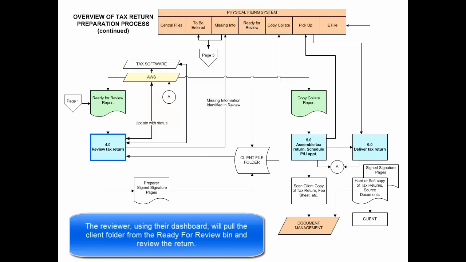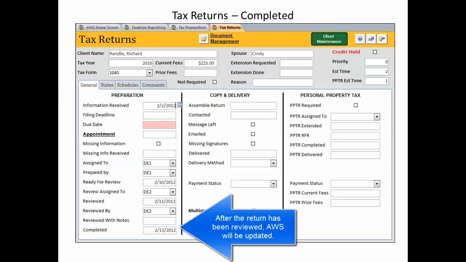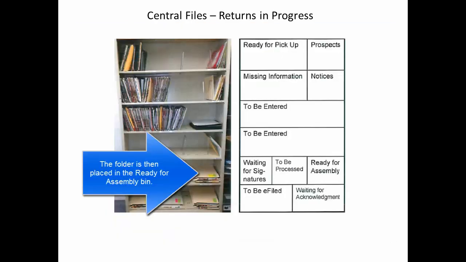Using their dashboard, the reviewer can pull the client folder from the Ready for Review bin and begin to review the return. This is an example of a return that is ready for review on this employee's dashboard. After the return has been reviewed, AWS will be updated with the corresponding date to acknowledge that the return has been completed. The client's folder is then placed in the Ready for Assembly bin.